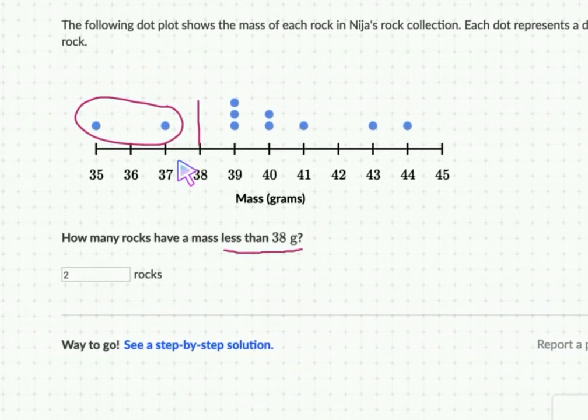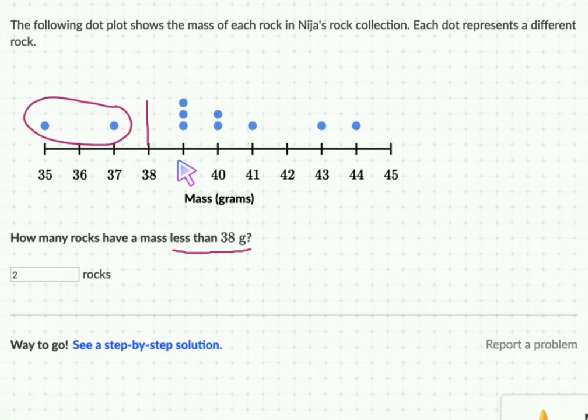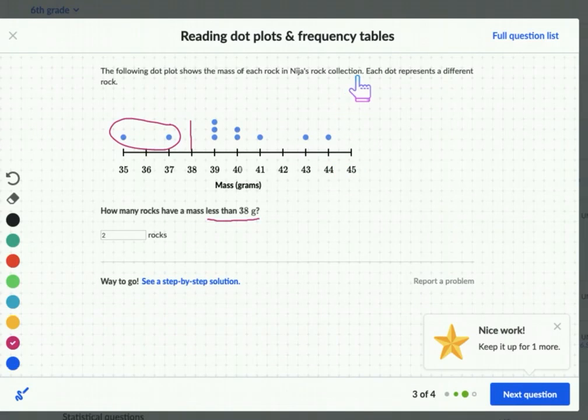Okay. They could also ask you how many rocks are in her collection. And if these are 2 rocks, that'd be 1, 2, 3, 4, 5, 6, 7, 8, 9, 10. 10 rocks total in her collection. Because each of those dots represents a rock.